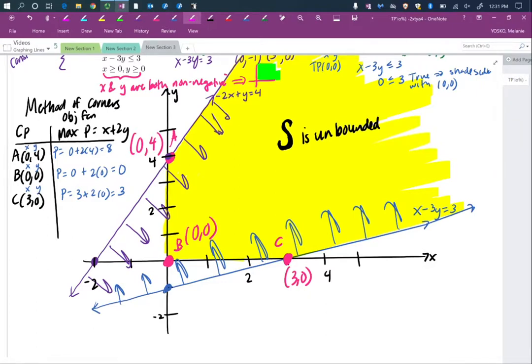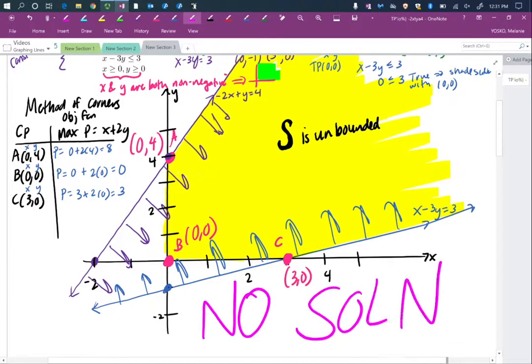And you say, well, which one's the max? The max is 8. You may be tempted to say the answer is 8, but it's not. This actually has no solution, because if our feasible set S is unbounded, we can't find the maximum. So you really didn't even have to do this work right here.